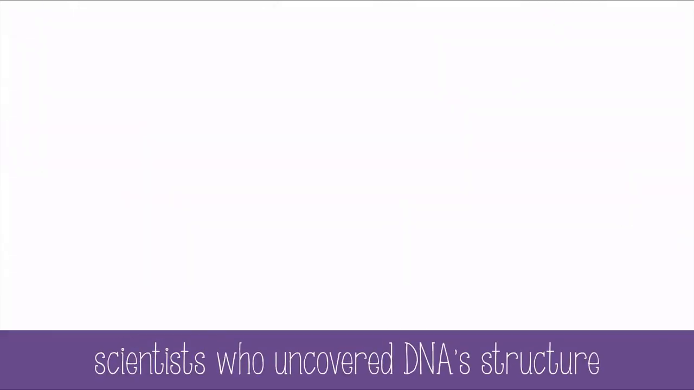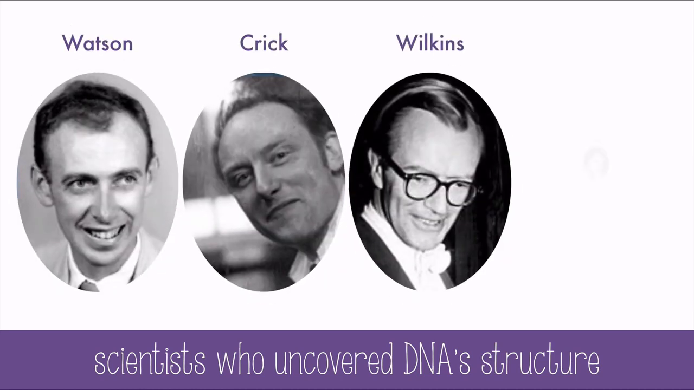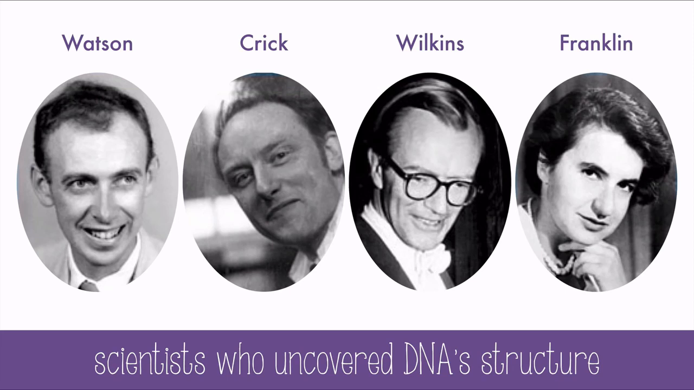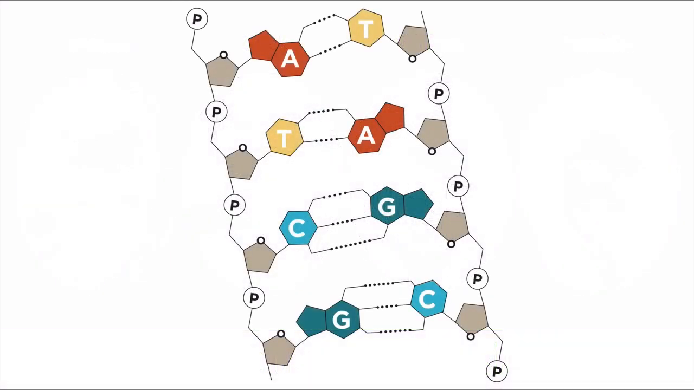There are 4 scientists who are credited with discovering the shape of DNA, and they are Watson, Crick, Wilkins, and Franklin. All of them received a Nobel Prize for their work, except for Rosalind Franklin. She died before the prize was given. Each of these scientists played a role in piecing together the structure of DNA.